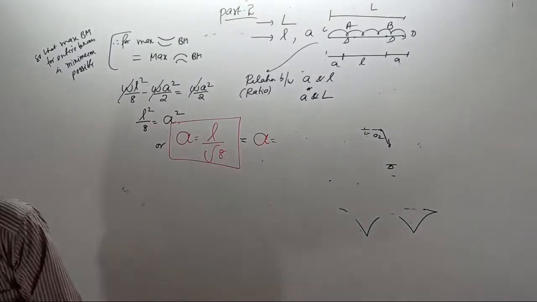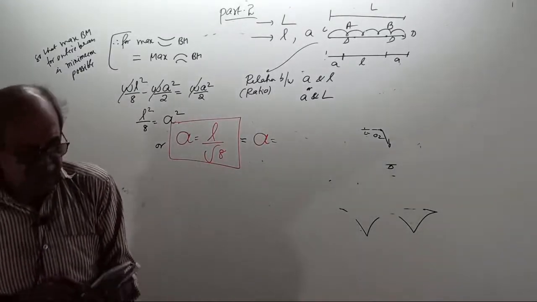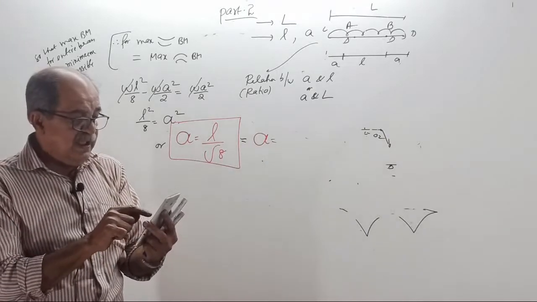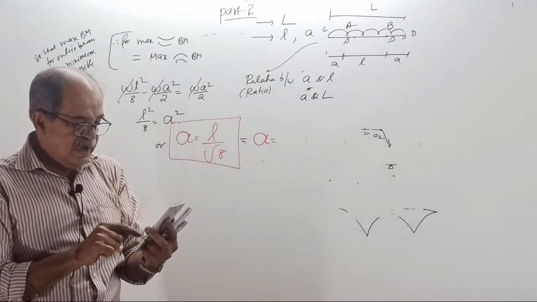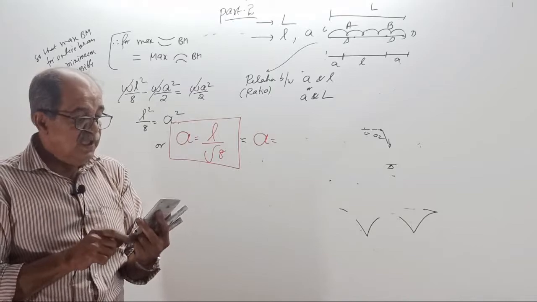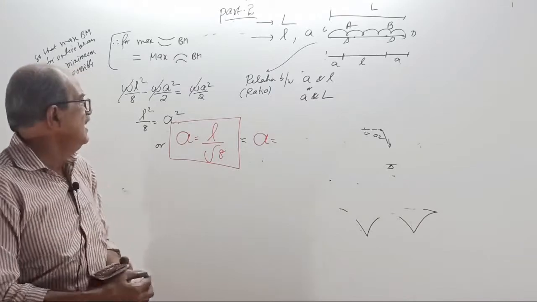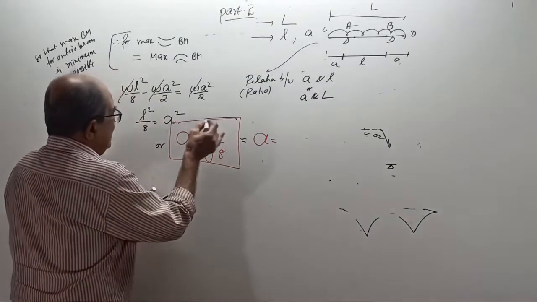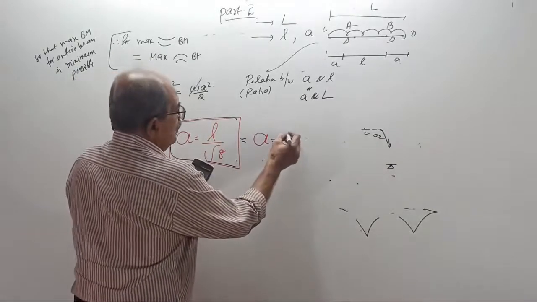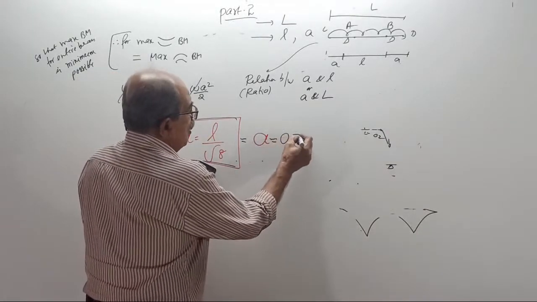See, 0.3535, or 1 divided by root 8, calculator on, 1 divided by root 8 is 0.35355. Yes, but you remember L by root 8 better, or approximately.